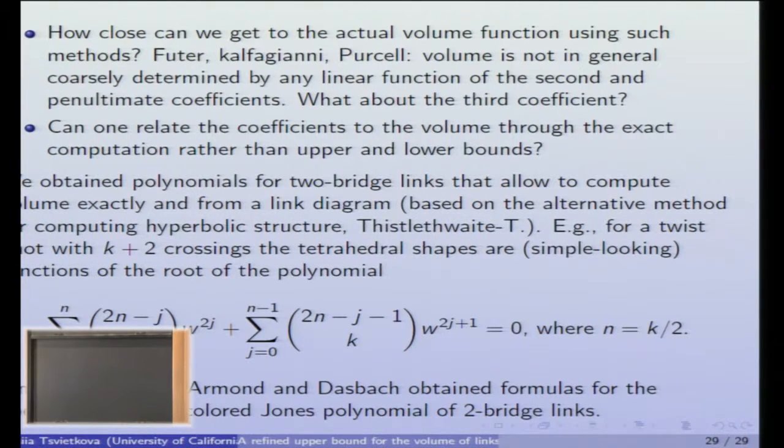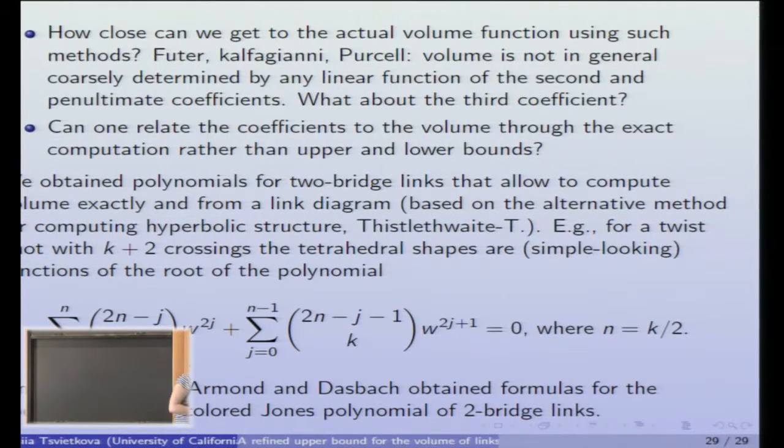So for example, that's for a twist knot. Twist knots are an infinite subclass of two bridge links and knots. This is how the polynomial would look. That's your variable, W. Suppose you have k plus two crossings; here n equals k over two. All that's involved in this polynomial is the number of crossings. Once you have the number of crossings, you write down the polynomial. The root of that polynomial determines the hyperbolic structure, and it also determines the invariant trace field and the volume. It's a very particular situation for two bridge links: just one number determines everything, and that's the polynomial for this number.